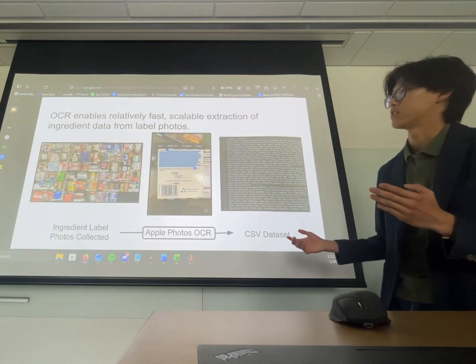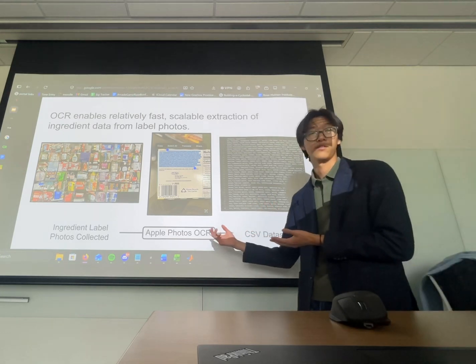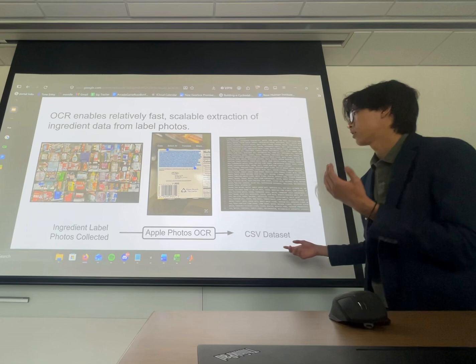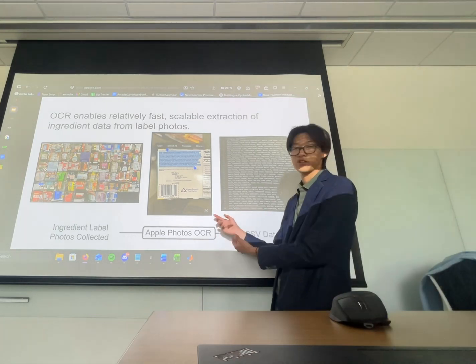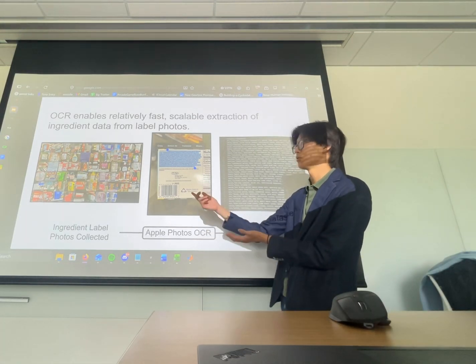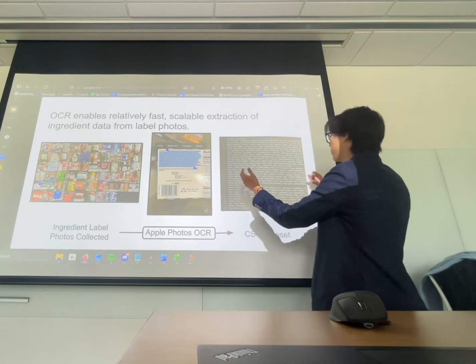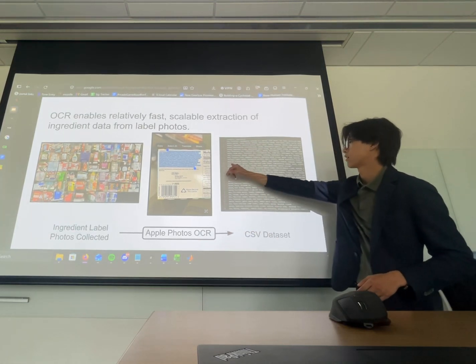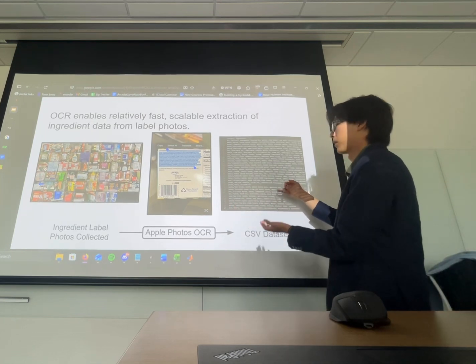So I went into Meijer, I took 58 photos of different ingredient labels across the 8 categories. And from there I used the Apple Photos OCR tool to extract the data, and I put it into a CSV data set. This first column here, you can see I categorized each of them by title or by category.